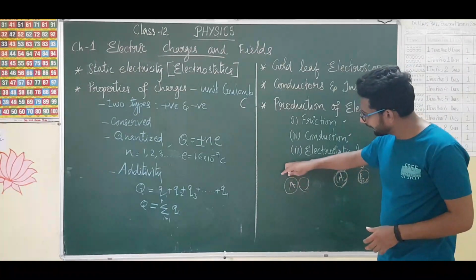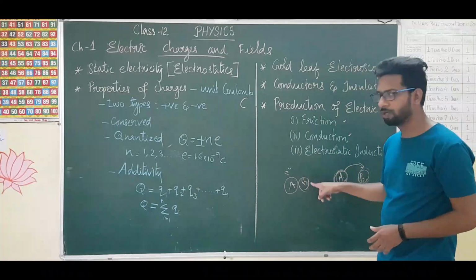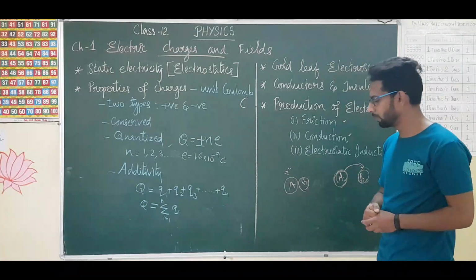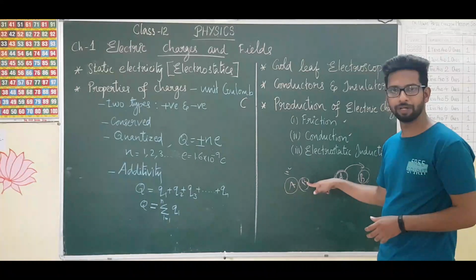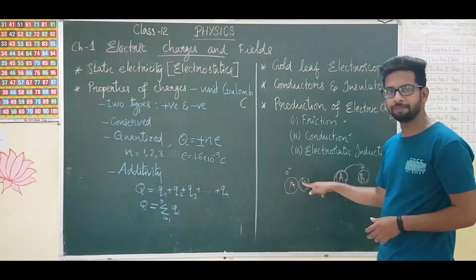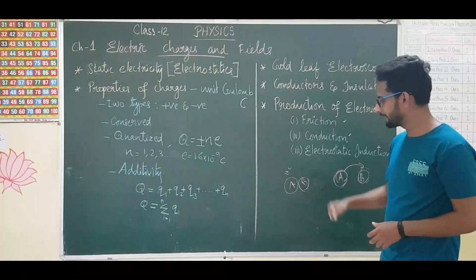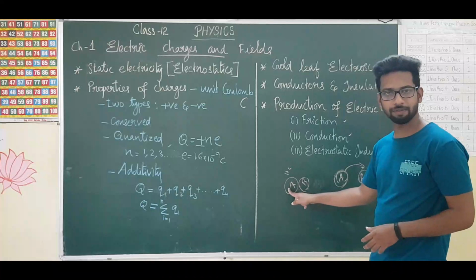For example, 10 coulomb of charge is on A. Then when you bring the uncharged body B and keep it in touch with the first body A, the charges start flowing from the charged body to the uncharged body until the charges become equal on both bodies. Is it clear? This is one example. Thereby you can charge an uncharged body using a charged body.